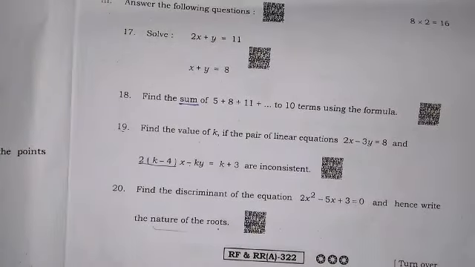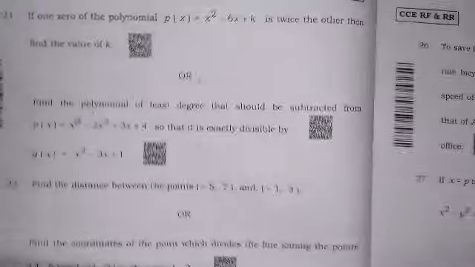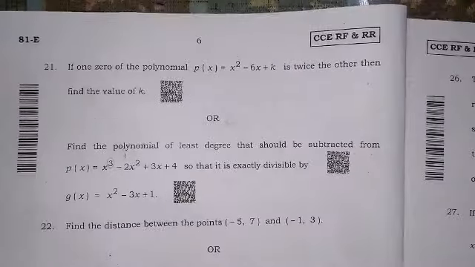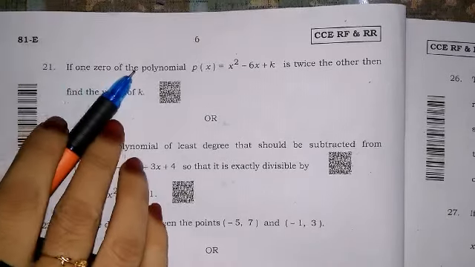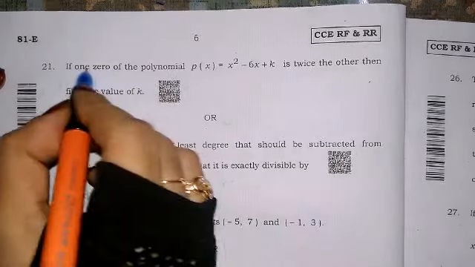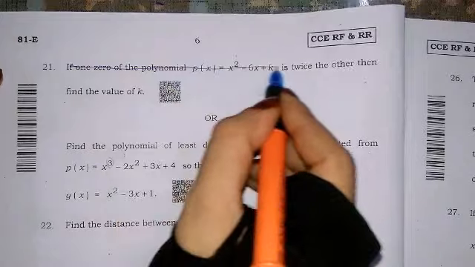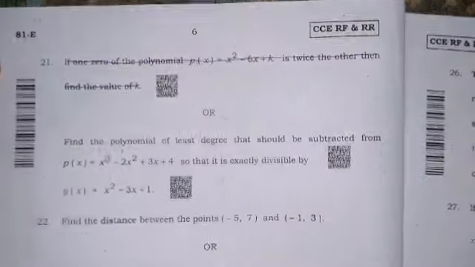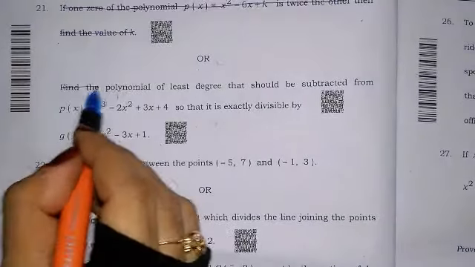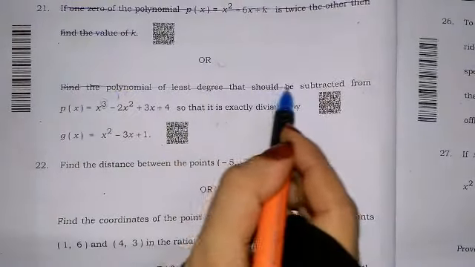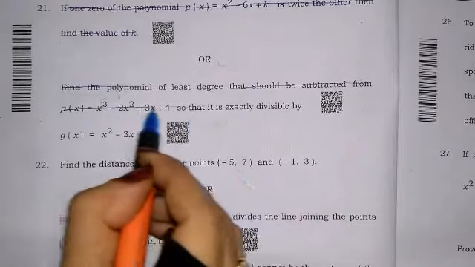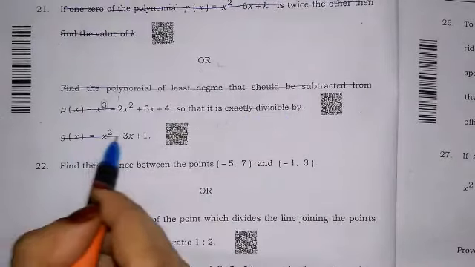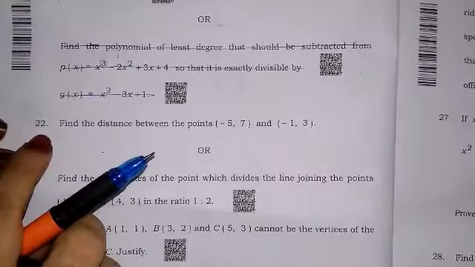So the next question, question number 21. Let us see question number 21. It is from polynomials, which is reduced for this year, so this chapter is reduced. So let us not solve this. Both questions are from polynomials, find the polynomial, which is reduced. Okay, let us see question number 22.